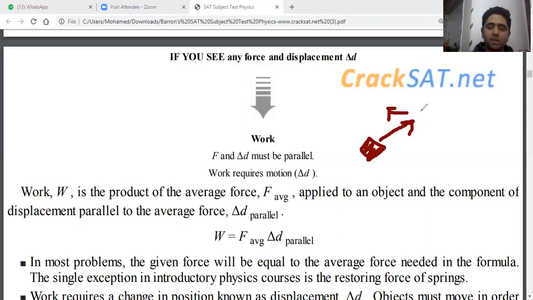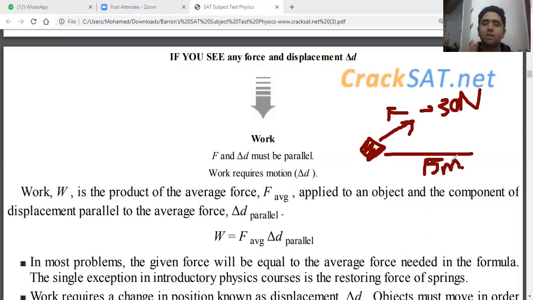And let's say that force is 30 newtons, and you moved 50 meters. A big problem is people would say that's easy, 30 times 50. That is wrong, because the distance is not parallel with the force. So how do you bring the distance that is parallel with the force? Well, an easy way would be to break that resultant force down into its components.